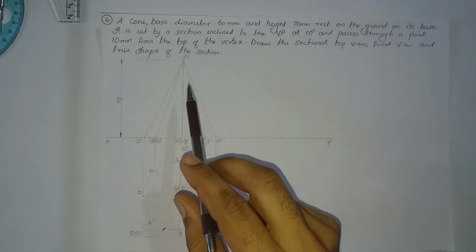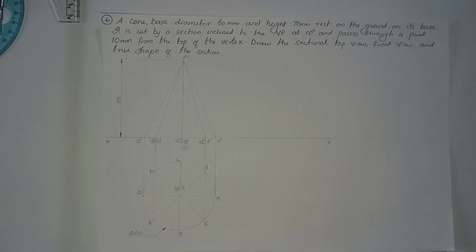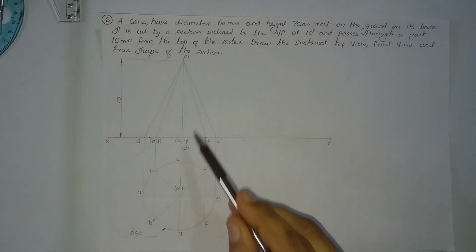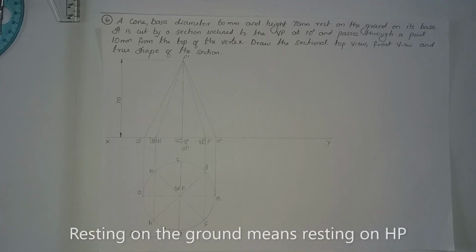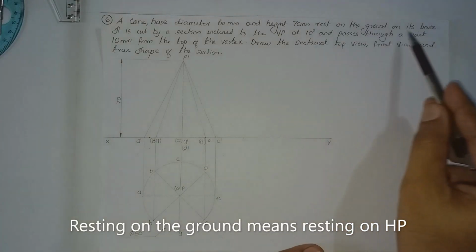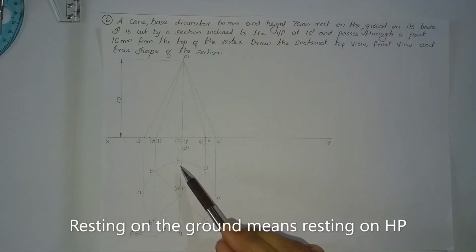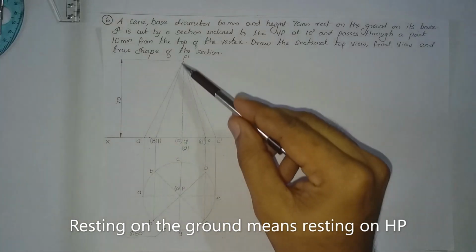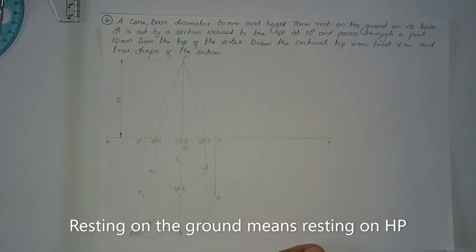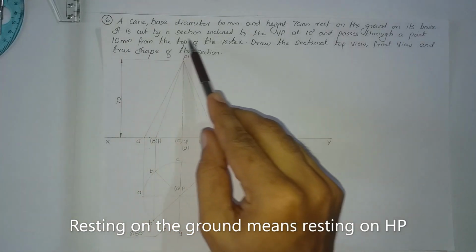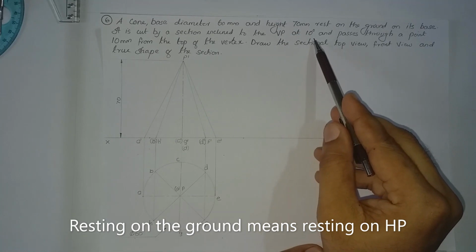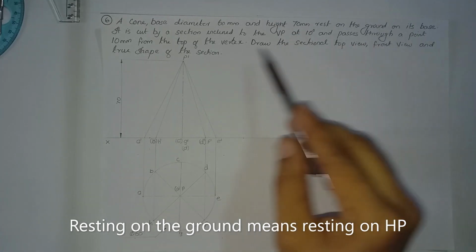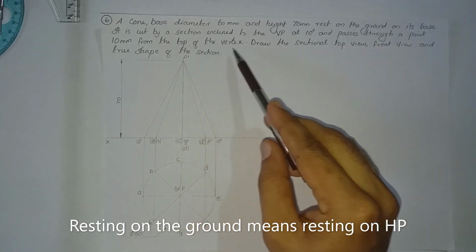So here this is a problem involving the sectioning process. The front view and top view are already drawn using type B lines. As the cone is resting on the ground on its base, the top view is a circle and the front view is a triangle. Now let us locate the section plane. It is cut by a section plane inclined to the VP at 10 degrees and passing through a point 10 mm from the top of the vertex.